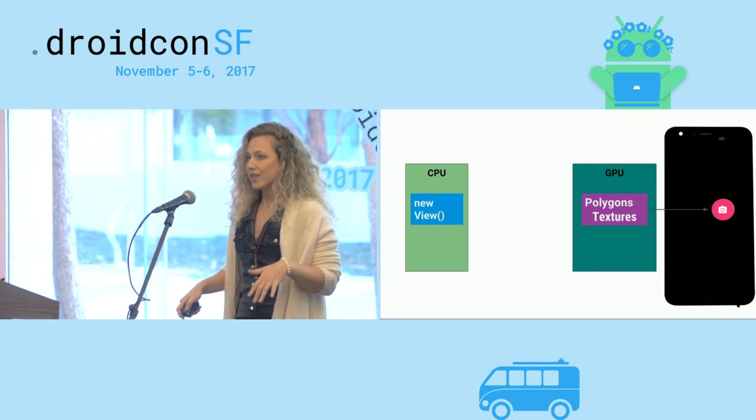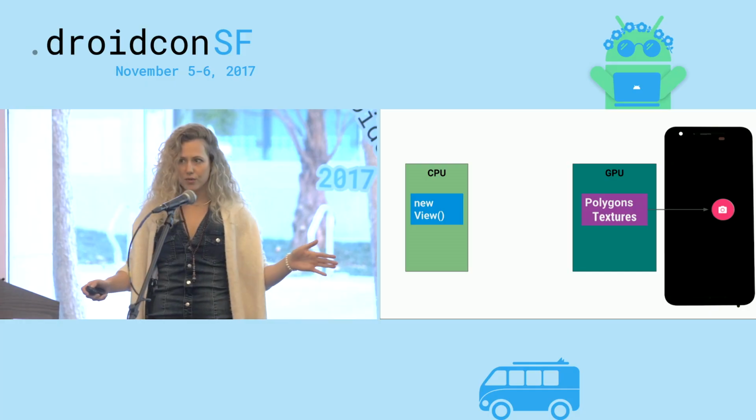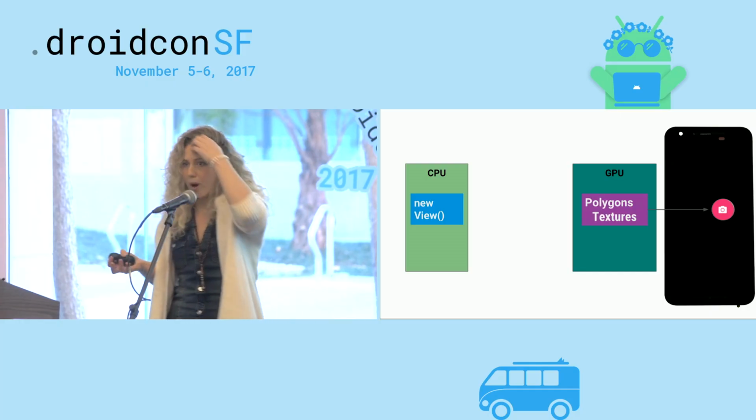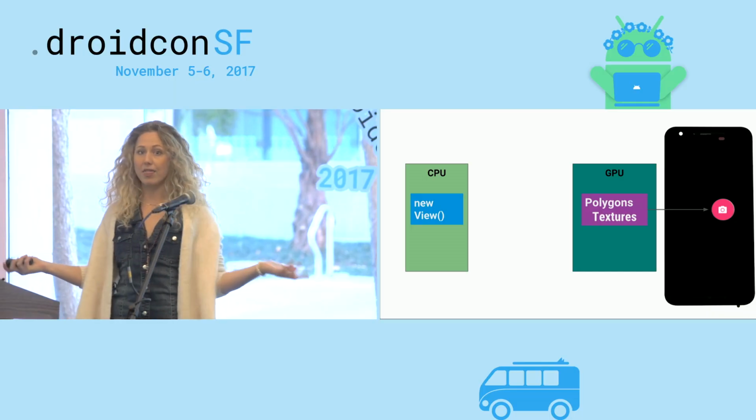No worries. So the CPU is super happy, but then he thinks for a minute and says, oh my gosh, polygons, textures, I don't know anything about polygons and textures. I have objects, I have views. Where am I going to get them from?